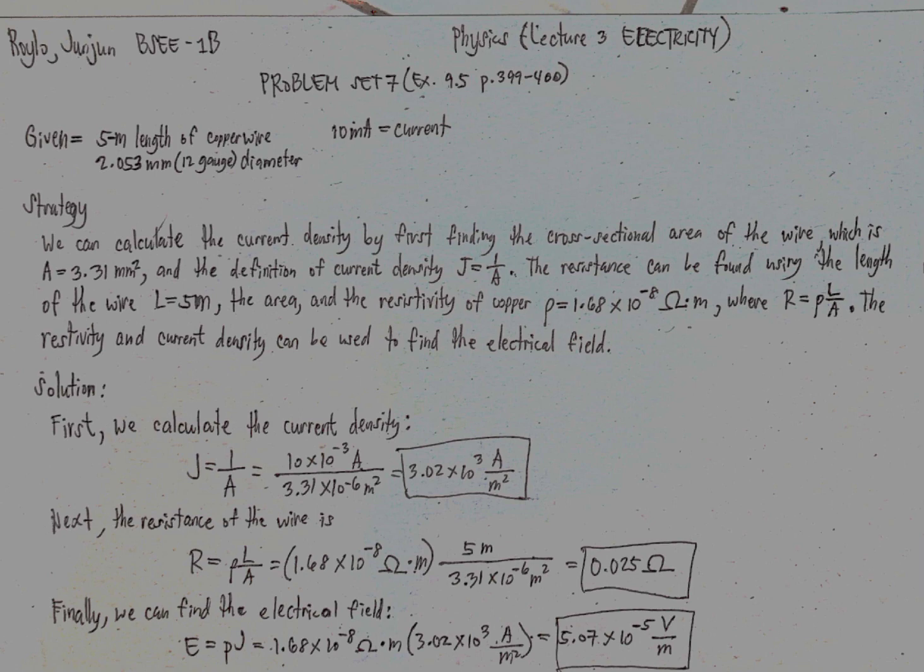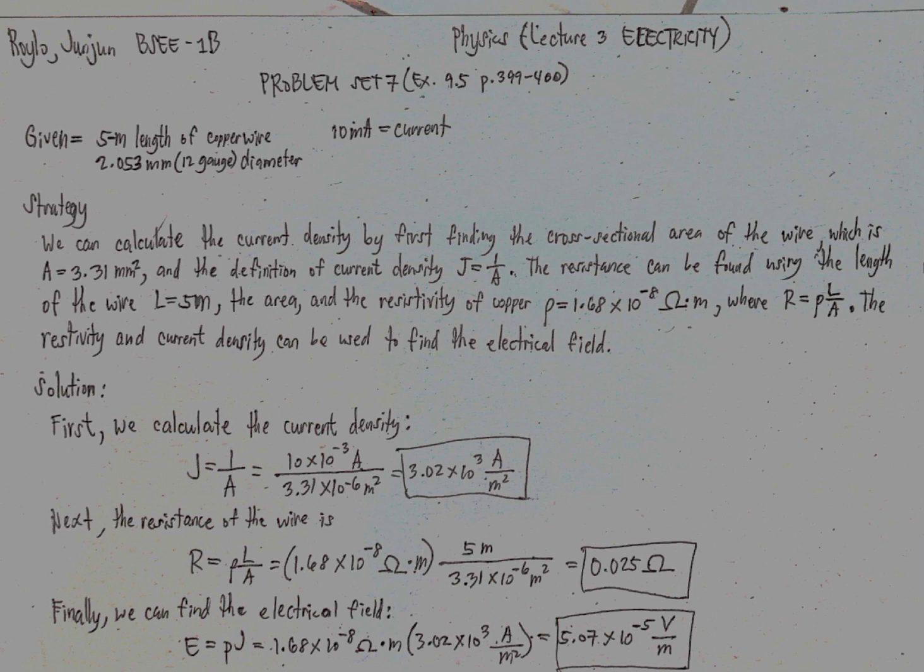So 1.68 times 10 to the power of negative 8 ohm meters times 3.02 times 10 to the power of 3 A over meter squared. So the answer is 5.07 times 10 to the power of negative 5 V over m.